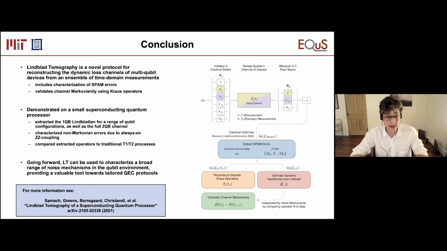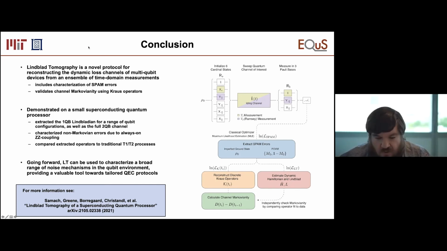For more details, I encourage you to check out our recent preprint, which is now on the arXiv, where we outline this technique in a lot more detail and talk about a bunch of additional analyses we ran on our system. And with that, I'll conclude the talk, and I'd be happy to open up for questions. Thank you all so much for listening.